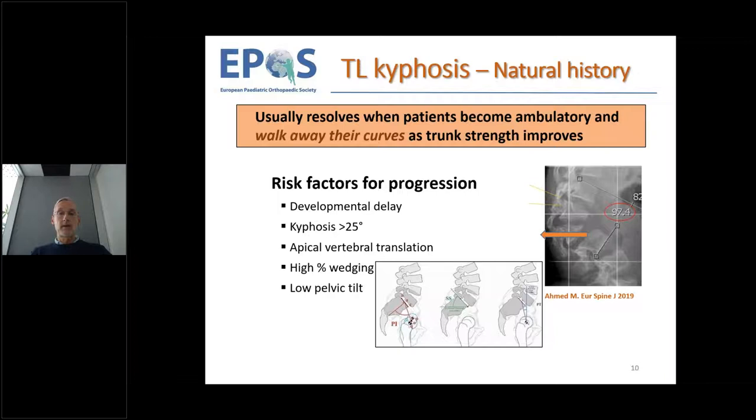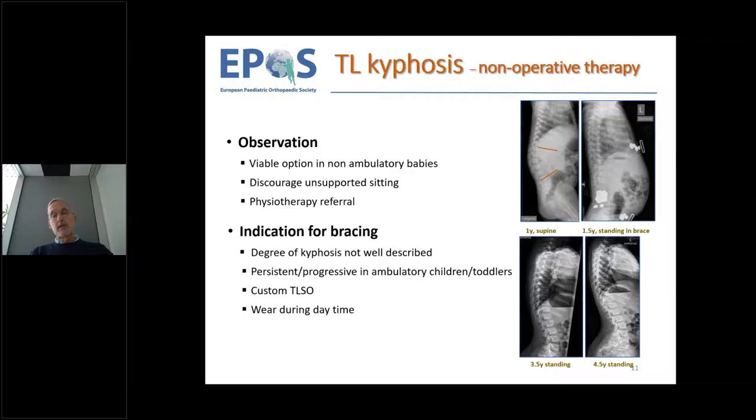If we come to therapy, observation is the therapy or the attitude of choice in most of the patients, and it's a viable option in non-ambulatory babies. If there is a severe kyphosis already at the beginning, which is the exception, and if there is hypotonia of the patient, you see that on the upper right radiograph with the big belly, which indicates that the muscle is not very strong, if this is the case, I discourage unsupported sitting or I give them a brace right at the beginning.